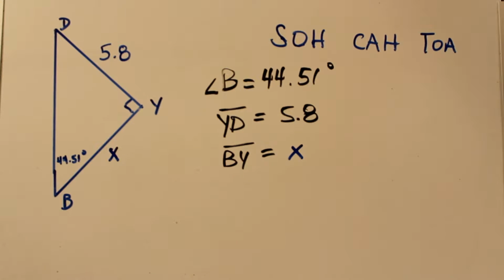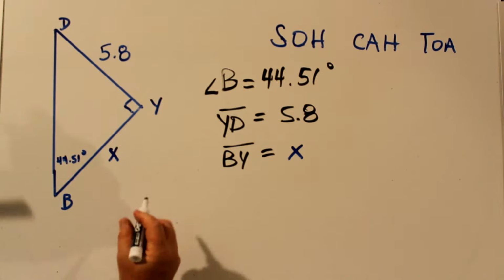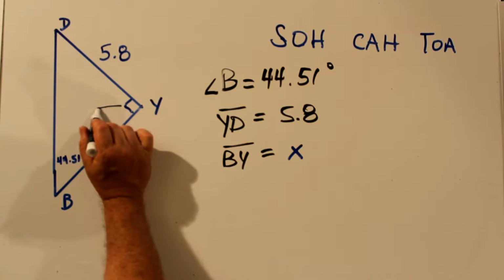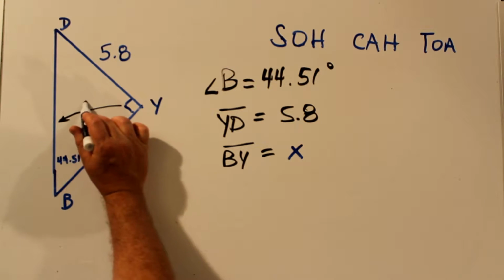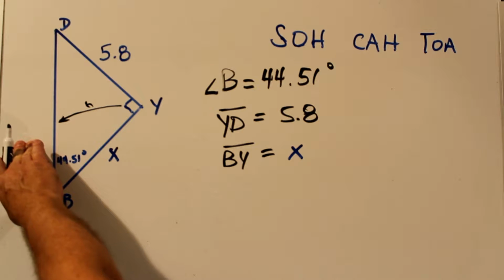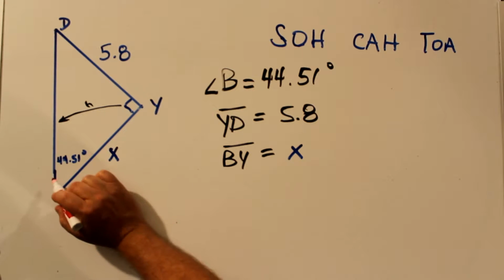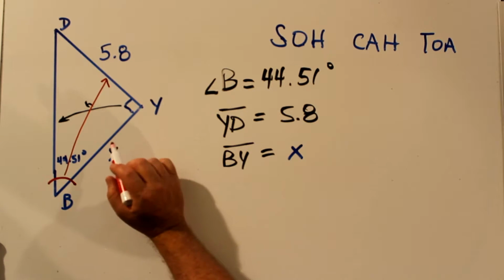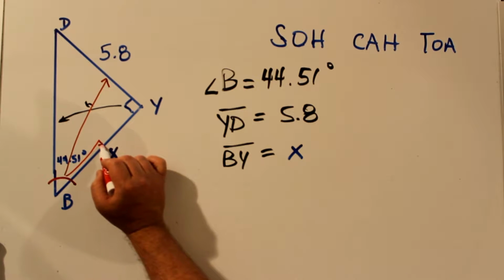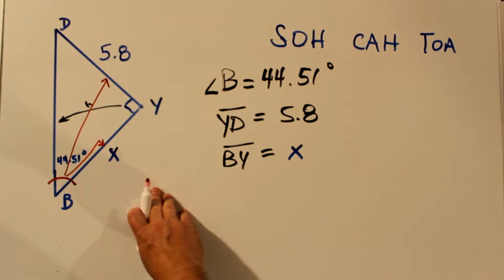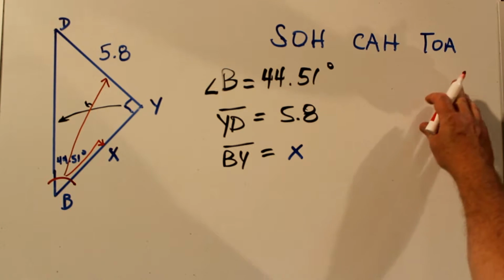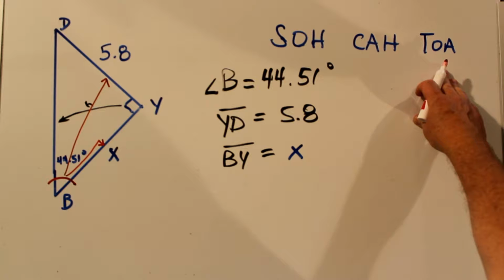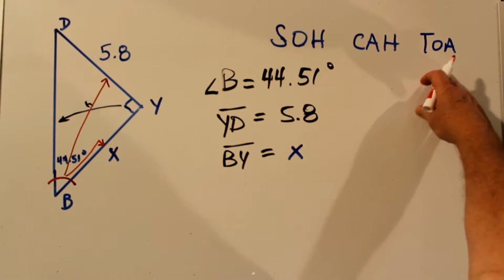Let's identify the sides of our right triangle. The side that's opposite the right angle is the hypotenuse, and that won't come into play in this equation. We know angle B, and we know the side opposite angle B is 5.8, and we're looking for the side adjacent to angle B. And when we know the opposite and are looking for the adjacent, the ratio that we're going to use is tangent, opposite over adjacent. So knowing that, we can set up our equation.